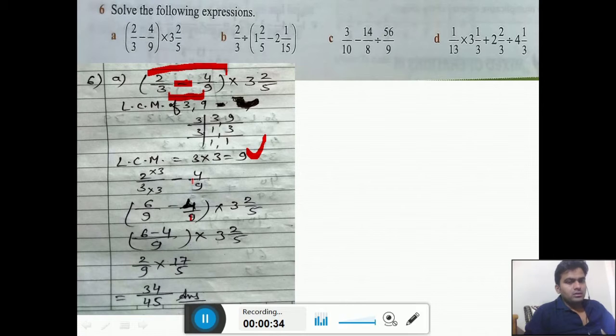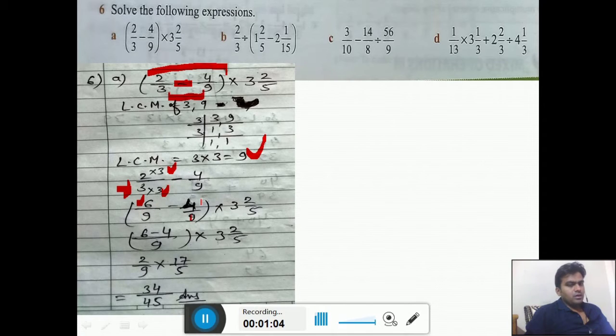So now this fraction 2 upon 3 will change into 6 upon 9, because this fraction's denominator is 3. To make the denominator 9 we have to multiply by 3. So if we multiply the denominator, multiply the numerator also. So 2 into 3 is 6, and 3 into 3 is 9.